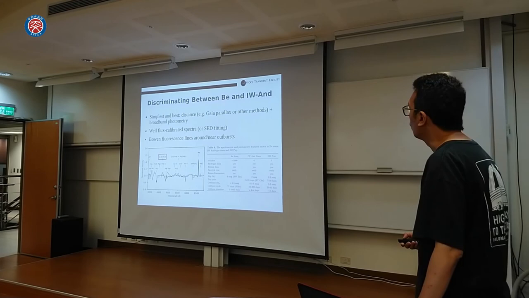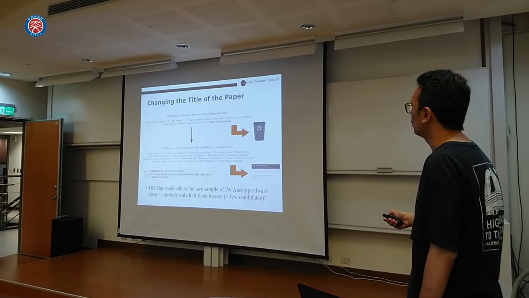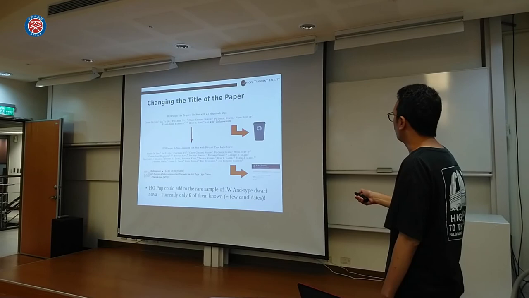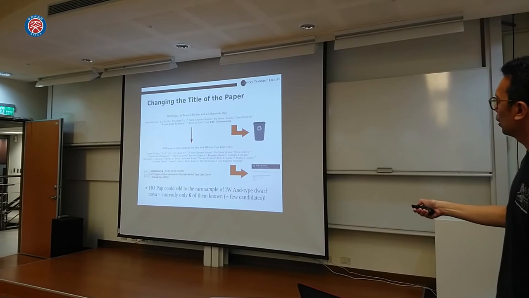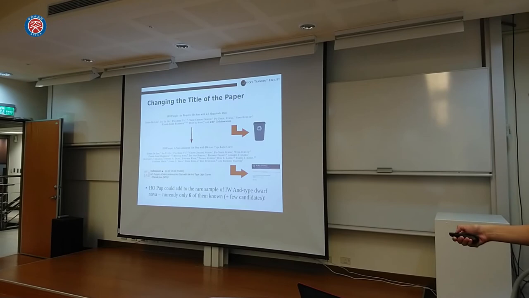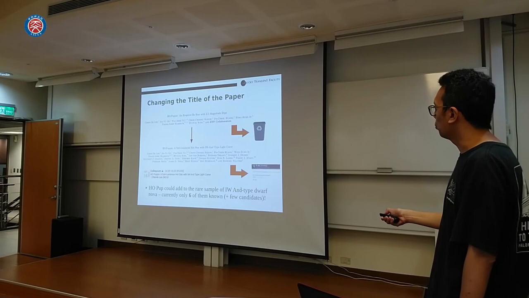So this is the original paper, the title of the paper. We had a big discovery, a very unusual Be star. And then we had to throw it to the cycle bin. And then now we changed to this title, and then we sent it to the ApJ. Three weeks later, Chandra will actually come here and talk about this paper in more detail. So I just give a very high level overview.